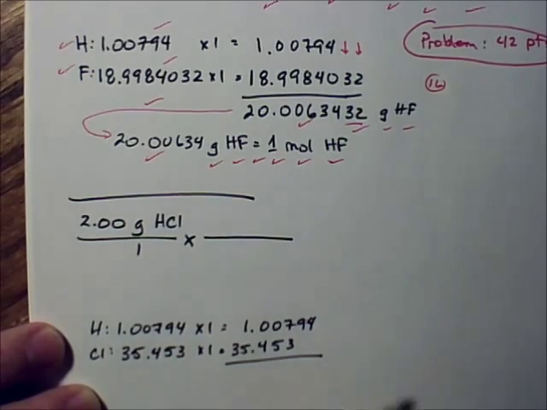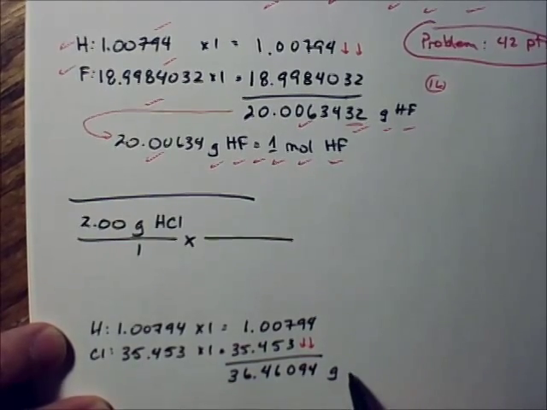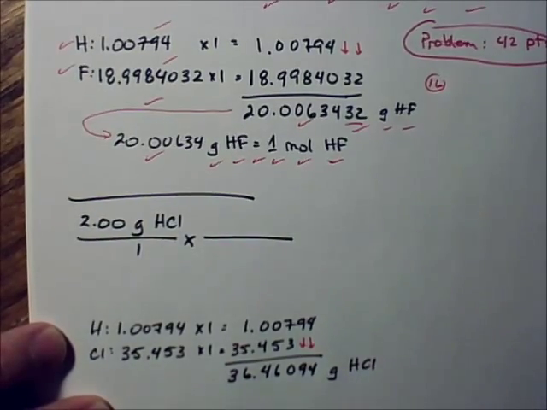Add them together, recognizing you've got 2 empty slots over here. So this is grams of hydrochloric acid. I'm going to round those last 2 digits off.